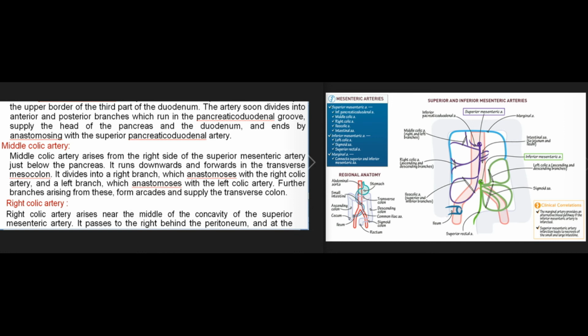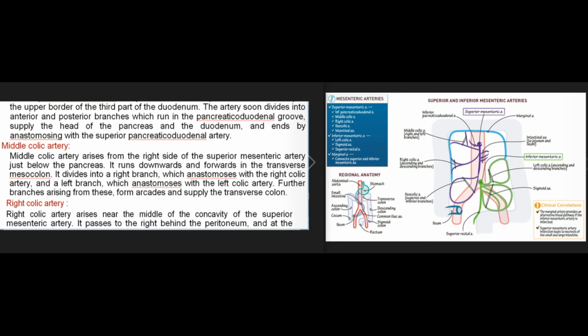Middle colic artery. The middle colic artery arises from the right side of the superior mesenteric artery just below the pancreas. It runs downwards and forwards in the transverse mesocolon. It divides into a right branch, which anastomoses with the right colic artery, and a left branch, which anastomoses with the left colic artery. Further branches arising from these form arcades and supply the transverse colon.